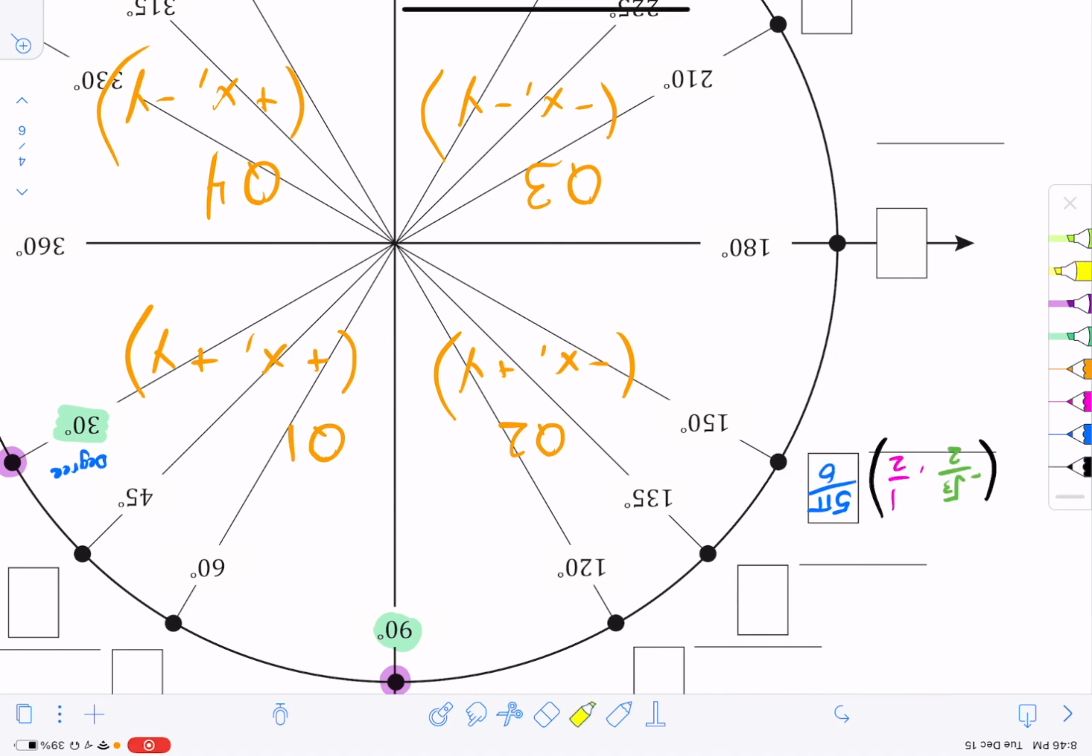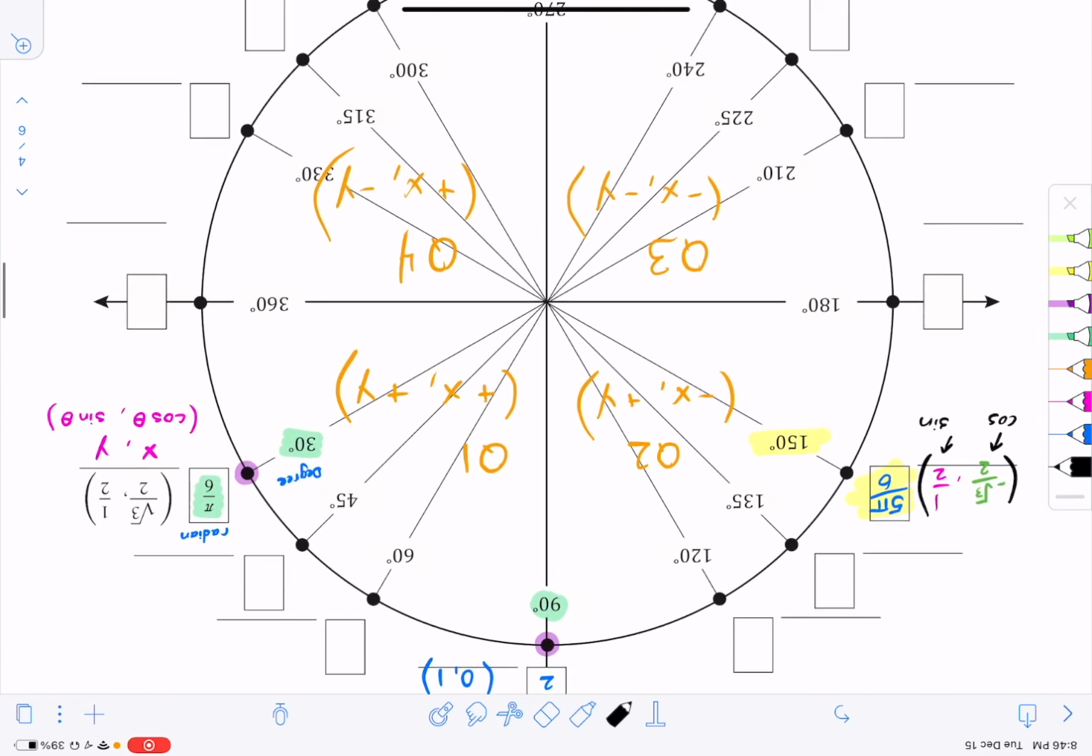Sorry, just getting all that out of the way so we can talk about this. We know that 150 in degrees is equivalent to 5 pi over 6 in radians. And we also know that our cosine value is negative square root of 3 over 2, and our sine value is 1/2. All right, cosine is x, sine is y.